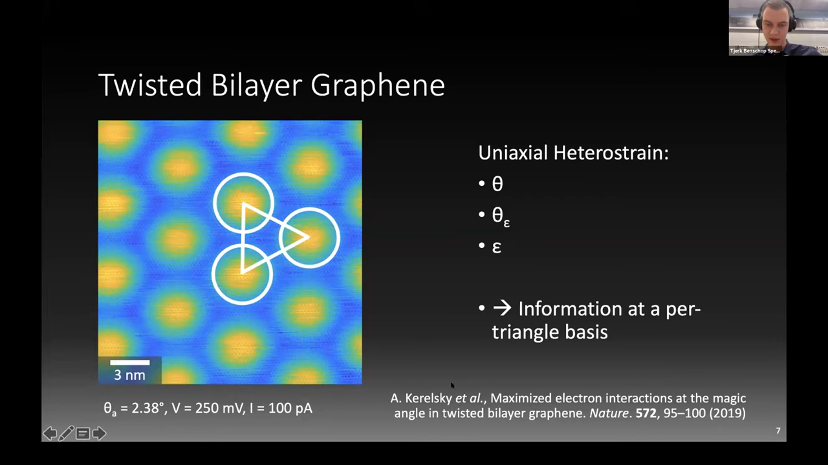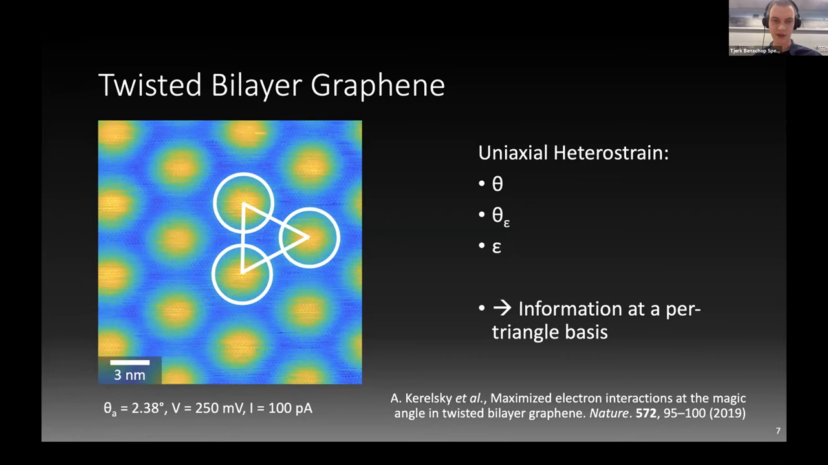But this was taken into account in a model proposed by this group. And then if you do some calculation, you can get out your average twist angle. And furthermore, you can get out an angle which specifies the axis of strain, and then there is an epsilon parameter, which actually indicates the magnitude of this strain.